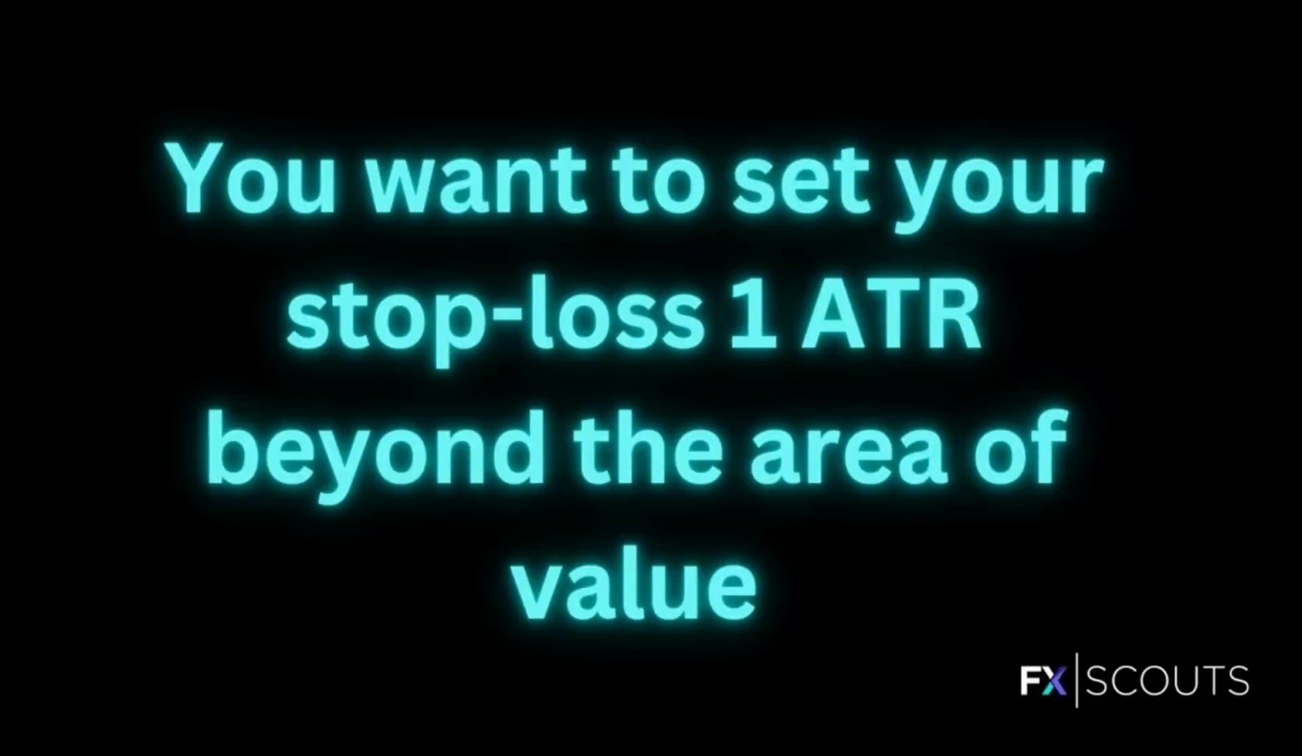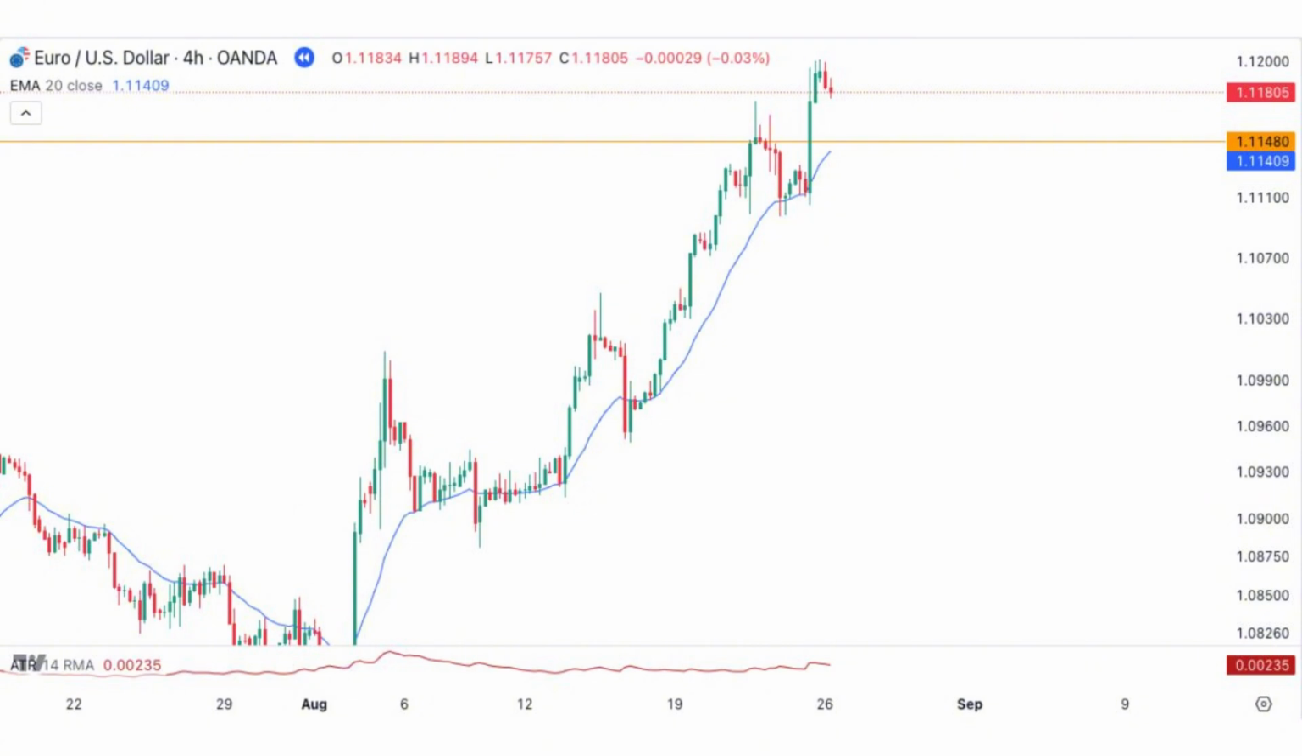Now, why this is important is that it actually averages out the daily movements in the market, and it gives you a value for those daily movements. And the idea is that you want to set your stop loss one ATR beyond the area of value. Let me explain how this works with the chart example. So imagine that we're looking at the chart of the Euro USD on the 4-hour time frame. The price comes into an area of value or a long-term level of market structure that is very well respected.